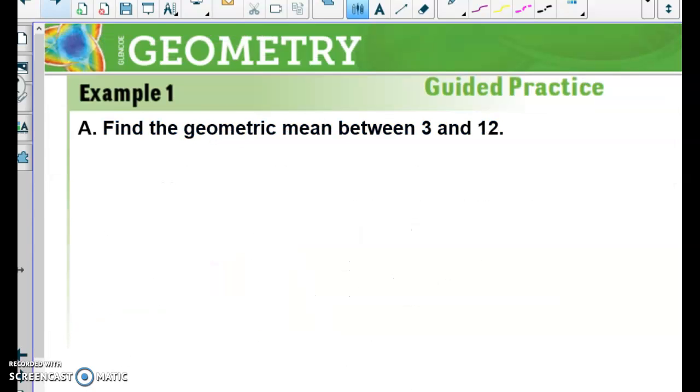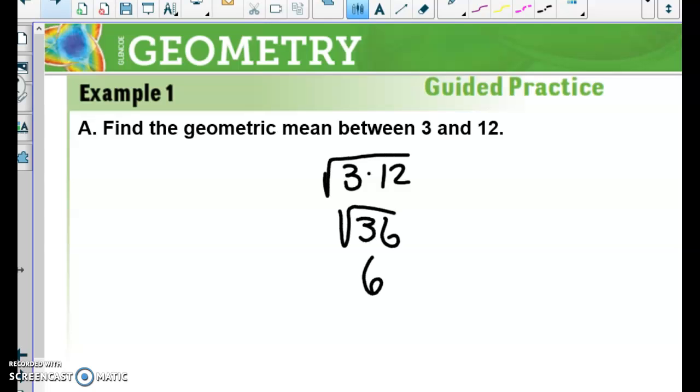And so if I'm just given two numbers to find the geometric mean, I take 3 times 12 square rooted, I get 36 square rooted is 6.